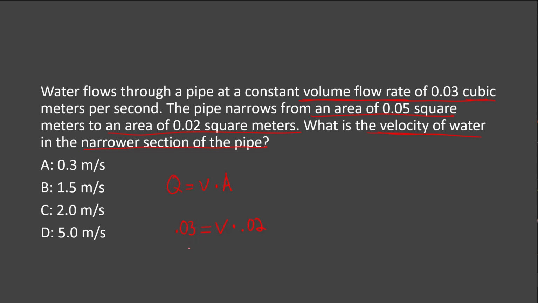So this is what we're dealing with now, and then we just divide this by 0.02, right? And again, we can always cancel out zeros. So now this is 3 divided by 2, and the answer is going to be 1.5 is equal to the velocity, right? And that's 1.5 meters per second. And so the correct answer here is B.